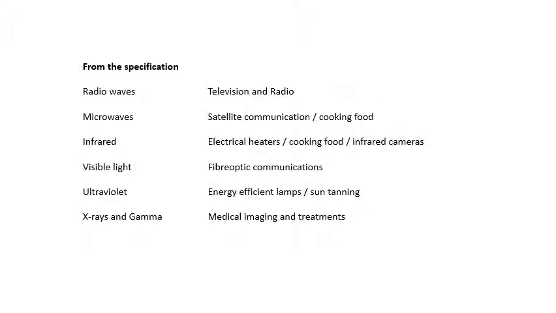So radio waves, television and radio, we need to know a bit more about them. Microwaves for satellite communication and for cooking food. Infrared for electrical heaters, for cooking food and for infrared cameras. Visible light, fiber optic communications. Ultraviolet, energy efficient lamps and sun tanning. And X-rays and gamma, medical imaging and treatments. And if you've watched all my previous videos, the ones about radioactivity, you'll know a bit about that already.